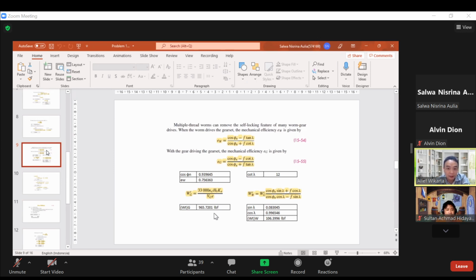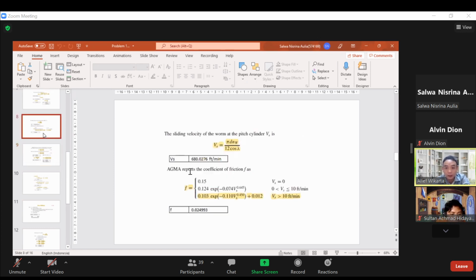Yeah, that's okay. But what happened in the contact between worm and gear? That's the difference between worm gear and another gear. How the contact between worm and gear works is different from how the contact works in a bevel, in a spur gear, and also in helical. Okay, that's okay, Mbak Salwa. And then let's go to the next discussion.